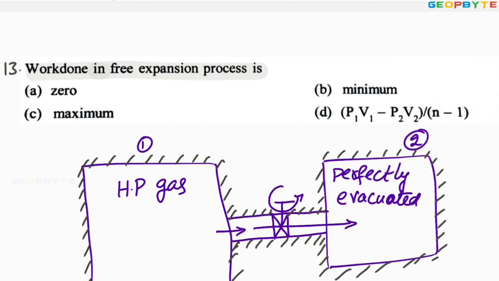So look at the options. Once again, let me read the problem. Work done in free expansion process is 0. Work done 0, heat transfer 0, and change in internal energy also 0, but internal energy remains constant. I hope you got my point. Let us take another problem. Look at the next problem.